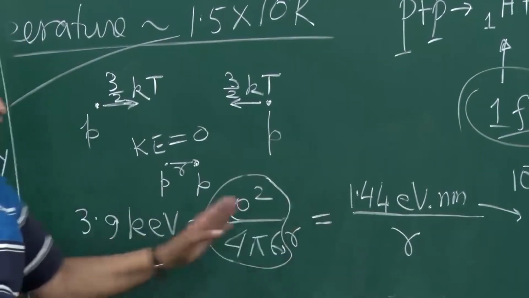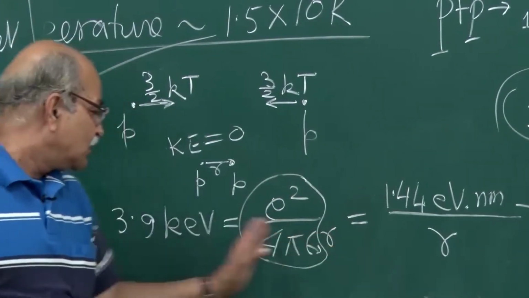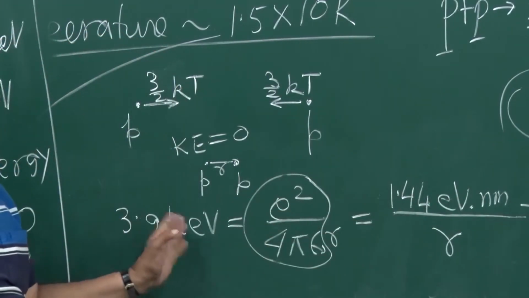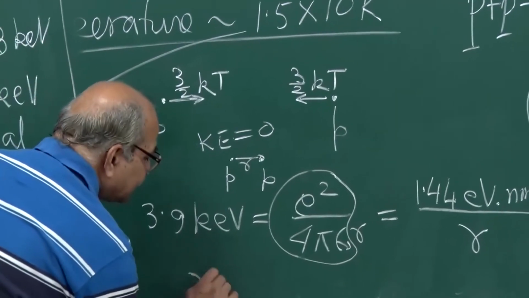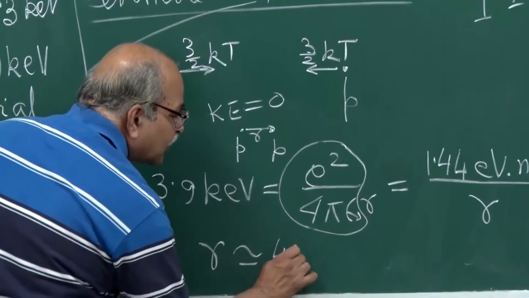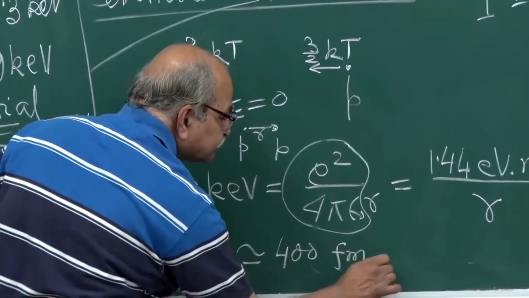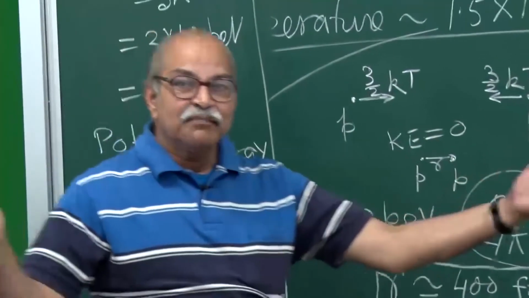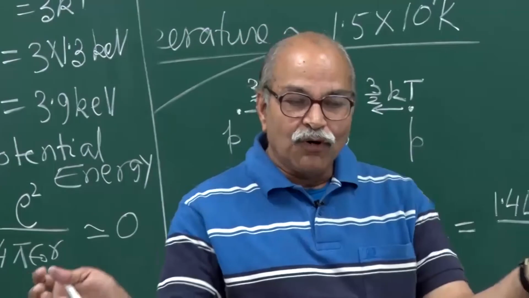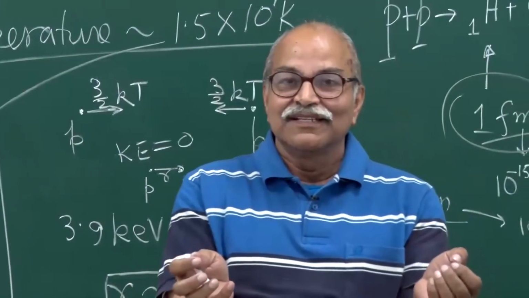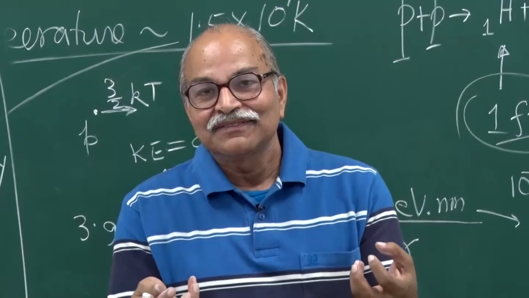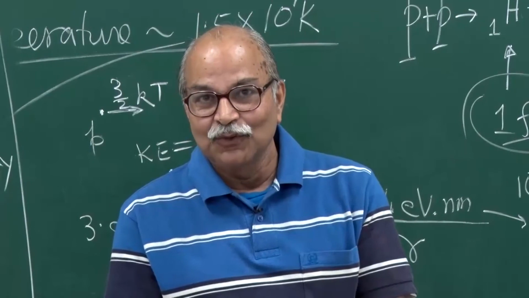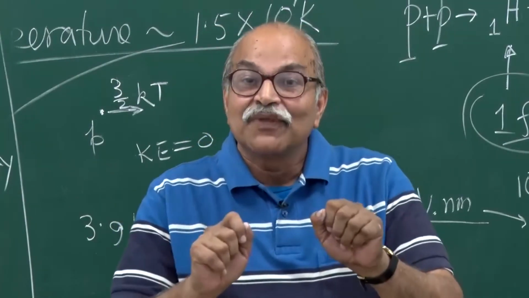So from here you can calculate what R is. R will be equal to 1.44 eV nm divided by 3.9 kilo electron volt, and if you calculate that, it turns out to be almost 400 femtometers. So as the separation decreases to 400 femtometers, the two protons lose all their kinetic energy. Their speeds have become 0. They are repelling each other, and from there they should go back.